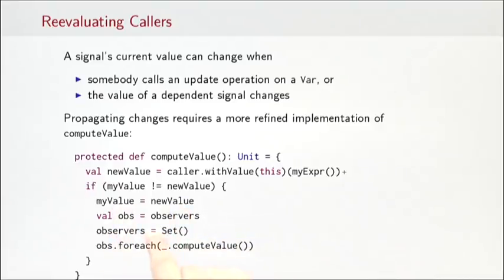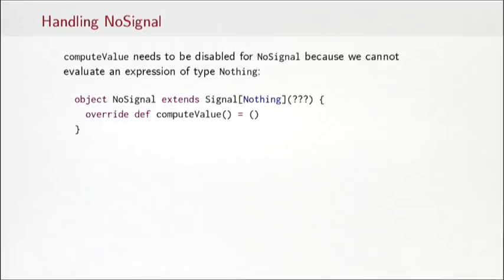But we also take the observers into a local value obs, clear the set of observers, and for each element of obs we do a computeValue. That will then in turn, by re-evaluating the signal, re-add the observer into the observer set. So because that will happen down here, we should clear the observer set before. So that was the core of it.